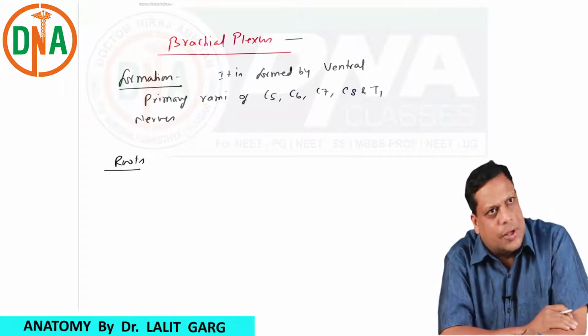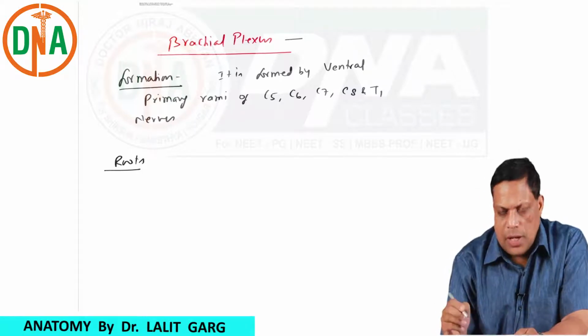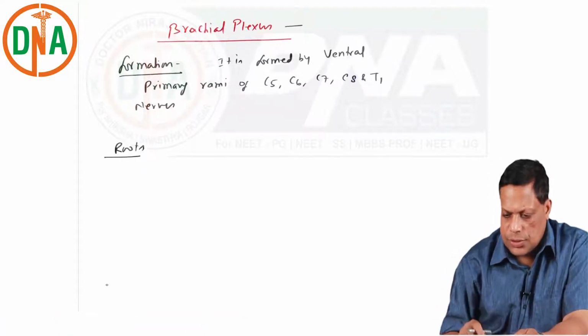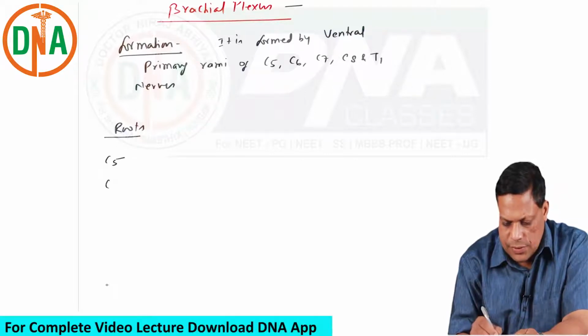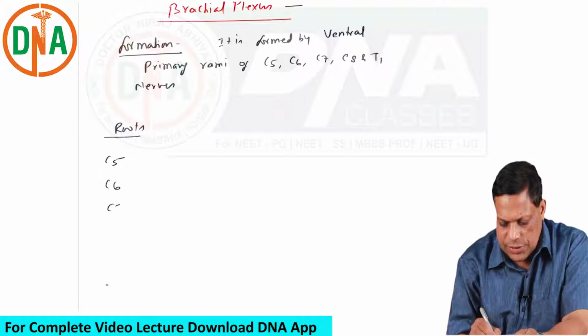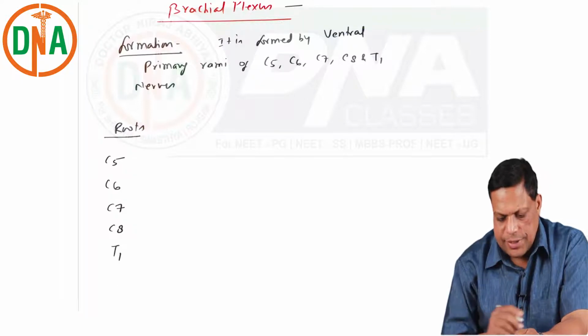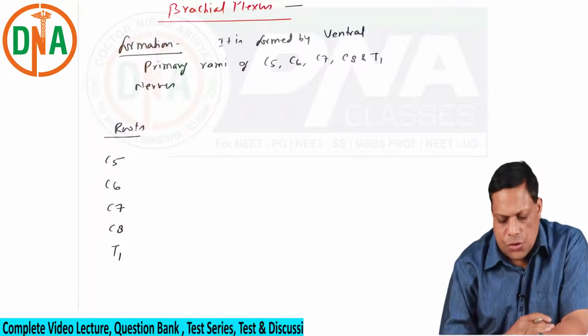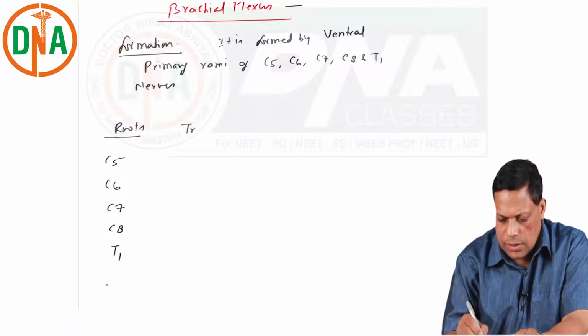So roots. These are the root value of the brachial plexus. The roots. This is C5, C6, C7, C8 and T1. These roots unite to form the trunk.